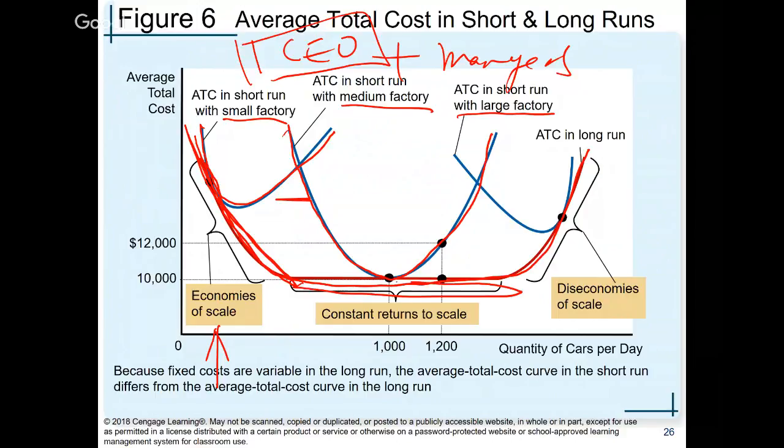This part is called constant returns to scale. That means for this part over here, it doesn't matter how much you produce, your average total cost will be the same, so it's constant. But the last part here is called diseconomy of scale. That means now when you produce more stuff, your average total cost will be increasing, so it becomes more expensive.